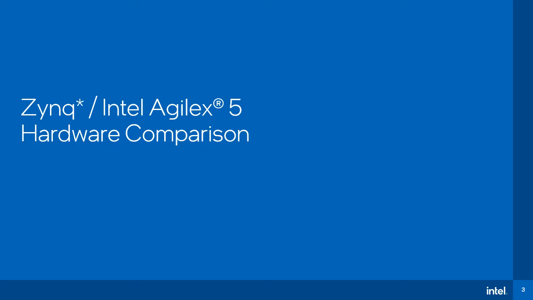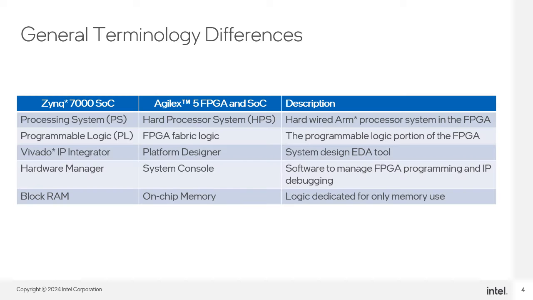First, the hardware comparisons. Here are some of the terms for the two FPGAs. The processing system, PS, and hard processing system, HPS, refer to the same type of hardware that exists in the FPGAs, namely the hardwired ARM processors. The programmable portion of the FPGAs are referred to as programmable logic, PL, and FPGA fabric logic.